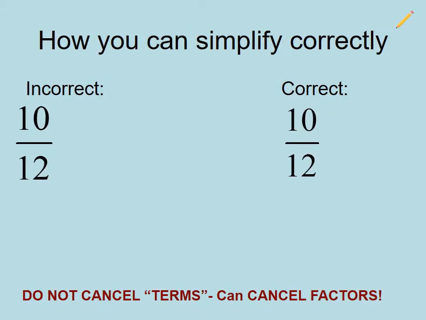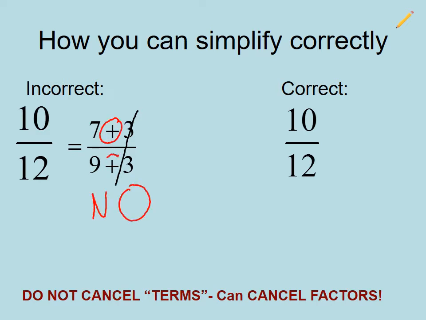All right, now we're going to talk about how we can simplify correctly. The incorrect way to break down 10 over 12 would be to use addition. If I break down 10 over 12, I could do 7 plus 3 over 9 plus 3. You're like, oh, I'm going to cancel this out. But this is a big fat no. When things are joined by addition or subtraction, they're not terms. You can't cancel, so you cannot do this.